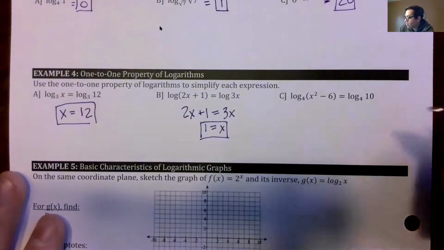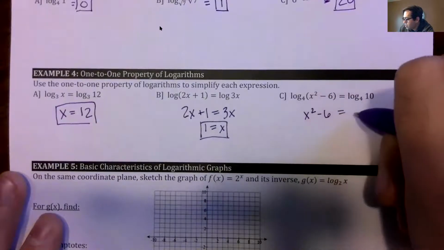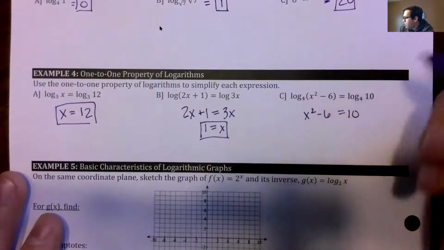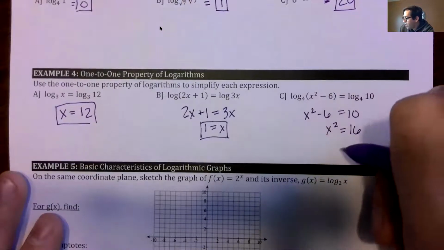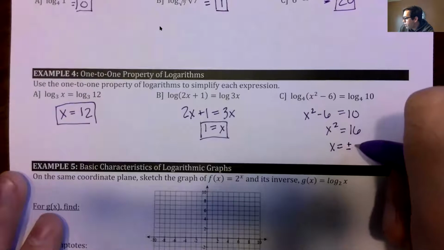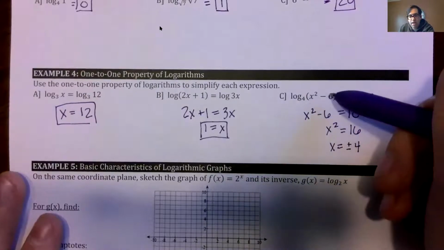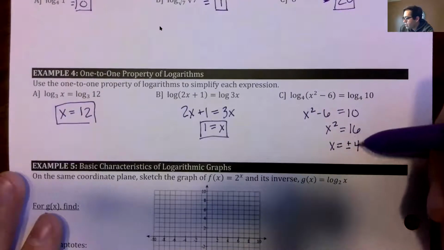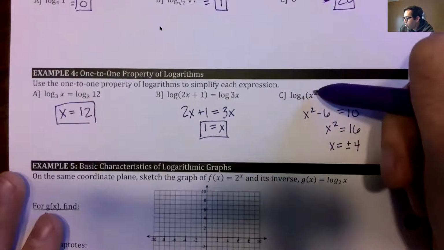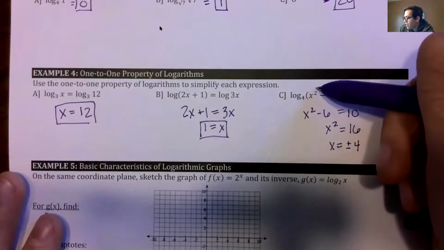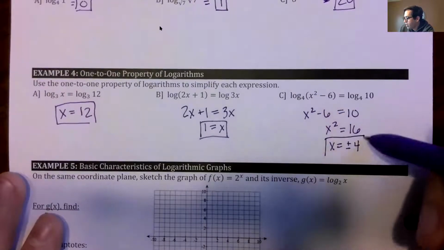And for letter C, I'm going to cross off the log base 4. So we get x squared minus 6 equals 10. So I can add 6 to the other side. And I get x equals plus or minus 4. Now, in this type of question, I really want to go back and check just to make sure that the answers I get don't make the inside of a logarithm negative. If I try 4 or negative 4, I'm going to get 16 minus 6. So this is still going to be 10 either way, so it worked out okay.